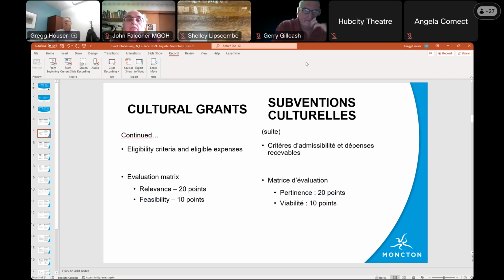On eligibility, it has to be a nonprofit, charitable organization. It cannot be private education or a for-profit organization. In the documents, we talk about eligible expenditures within the policy. On scoring for cultural grants, there's an evaluation matrix that's followed. It covers relevancy to the cultural plan, and also feasibility, meaning how feasible the project is.